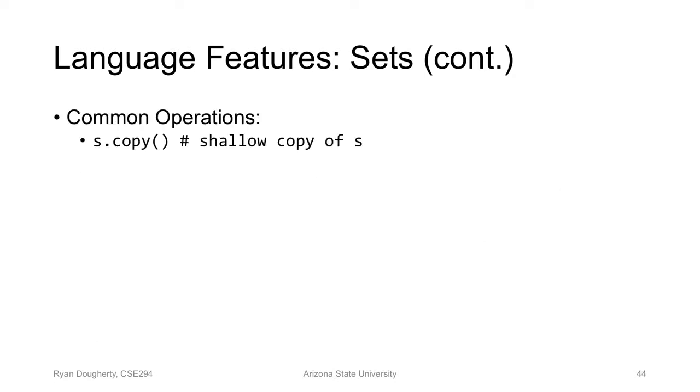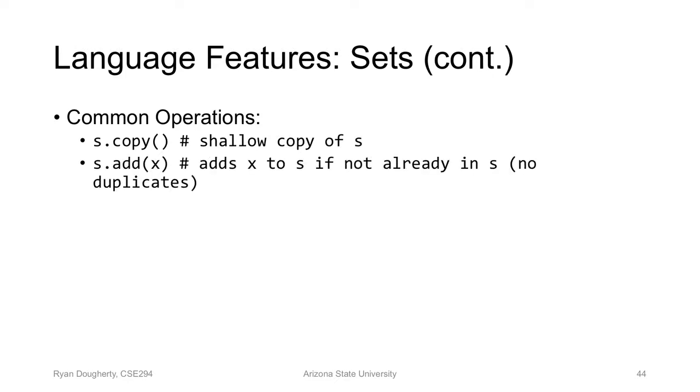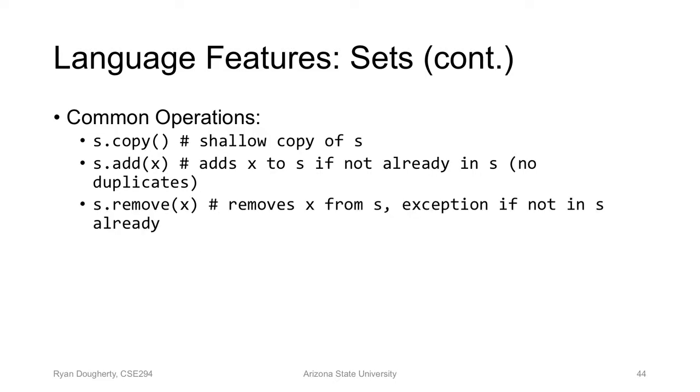Some other ones: a shallow copy of S, which we know now is a deep copy. S.add(x): the way to add things to a set is calling the add function and passing in the element that you want to add. If it's not already in S, it adds it to S. If it already is in S, then it basically just does nothing, because it can't have duplicates. S.remove(x): if x is there, then it removes it. If it's not, it will throw an exception because it's trying to remove something that doesn't exist.